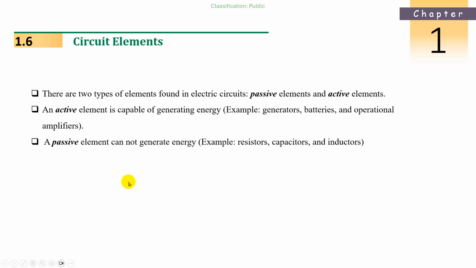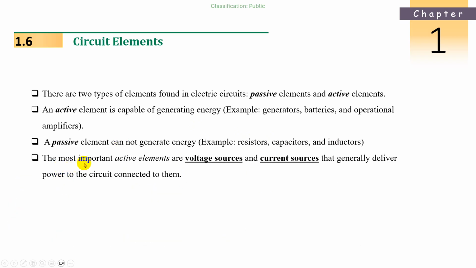dissipate, convert, transform it. What are the most important active elements? These are the generating elements: generators, batteries and operational amplifiers. What are the most common elements in these? Voltage sources. In a generator, what does it give? Voltage. In another, what does it give? Current. So generally we mention them as voltage sources and current sources.